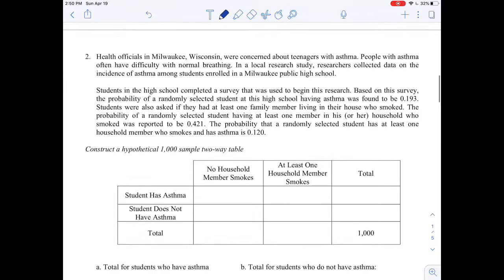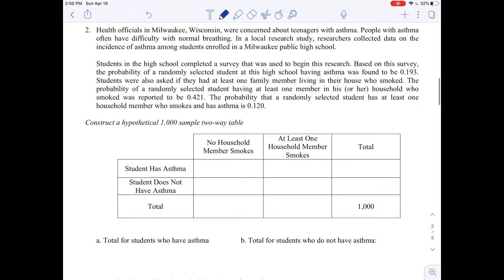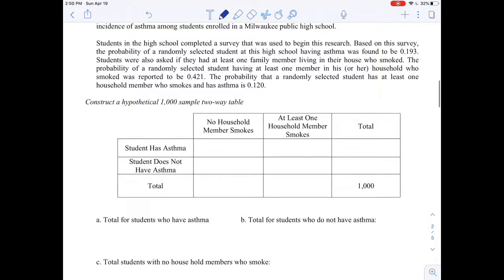All right. So if you take a look at the second example, it says health officials in Milwaukee, Wisconsin were concerned about teenagers with asthma. People with asthma often have difficulty with normal breathing. In a local research study, researchers collected data on the incidence of asthma among students enrolled in a Milwaukee public high school. So even though you didn't have to set this up, this is more like what you're going to do when you set up a two-way table.